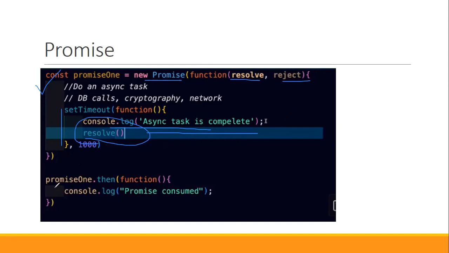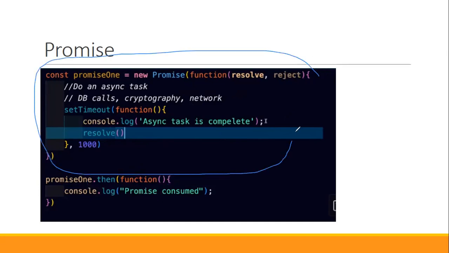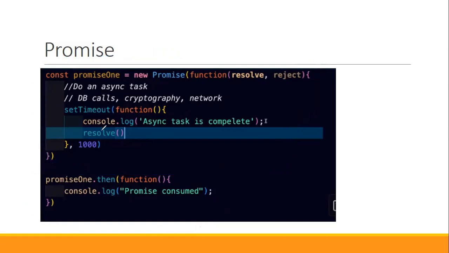Now, how have I called it? You call it by means of a dot then. This much is nothing but the promise creation. Just a minute, let me clear it. This much is what we created, the promise, and here we are consuming the promise. When it gets resolved, we have to print this thing. And reject, we haven't written anything right now.